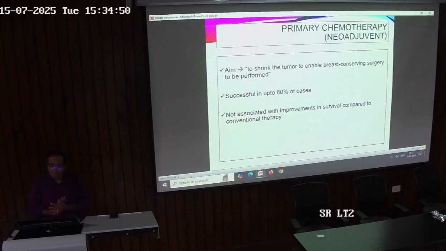Now, what is neoadjuvant? Neoadjuvant means neo, before the surgery. It is the first thing you give, mostly done to shrink the tumor to enable breast conservative surgery to be performed. It is successful in up to 80% of cases, and nowadays most of the oncosurgeons prioritize giving neoadjuvant therapy before surgery. The only disadvantage is that even though the tumor has shrunk, it has caused a lot of fibrosis in the tissue. The surgery is always difficult after neoadjuvant therapy. It is not associated with improved survival compared to the conventional method.